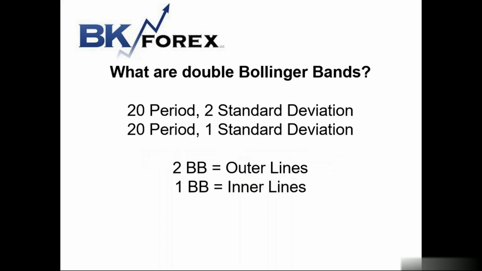So what are the double Bollinger Bands? The double Bollinger Bands are basically the 20-period 2 standard deviation Bollinger Bands and the 20-period 1 standard deviation Bollinger Bands.